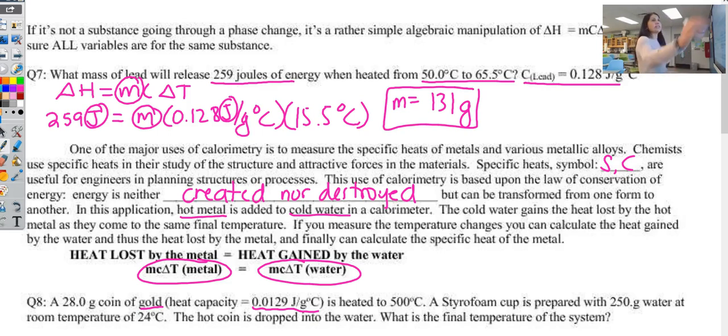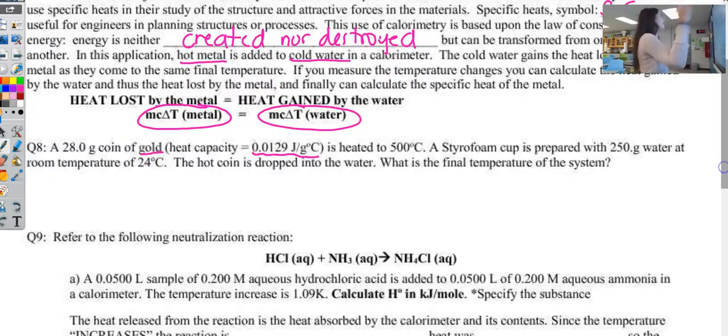So let's take a look at this next problem here. We've got a 28-gram coin of gold, and it's heated to 500 degrees Celsius, and a styrofoam cup is prepared with 250 grams of water in it at room temperature, 24 degrees Celsius. Okay, now this is important. I want you to make sure that you can picture it. If you can't picture it, it's really hard to solve this problem, okay? So picture that we've got a hot plate or maybe even an oven where we've heated up this 28 grams of gold to 500 degrees Celsius. This gold is really hot.